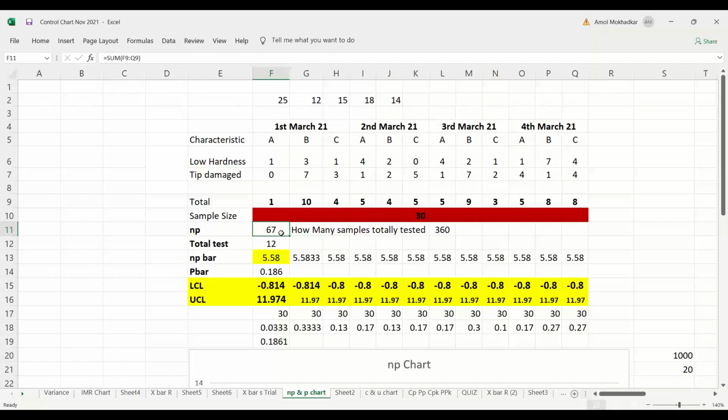So total number of defectives, NP, is the sum of all these numbers of defectives. Number of defectives are 67. And how many samples did you test in total? How many samples you have tested? 360 samples you have tested, because every day you are checking 30 samples.